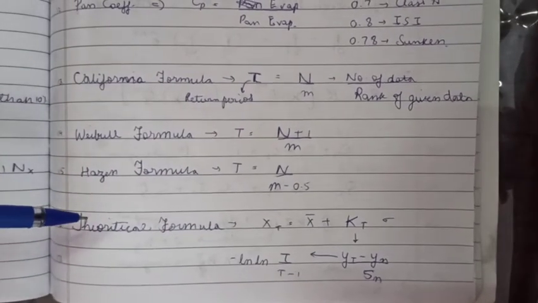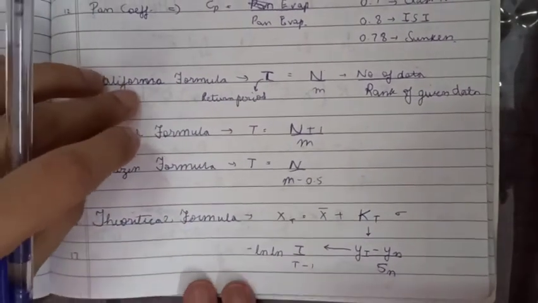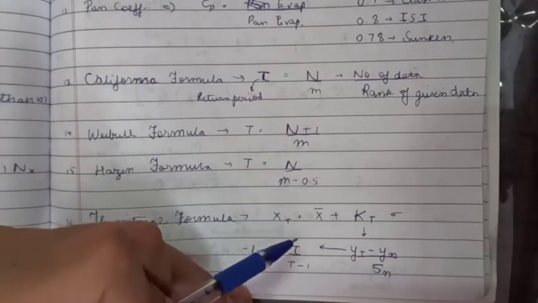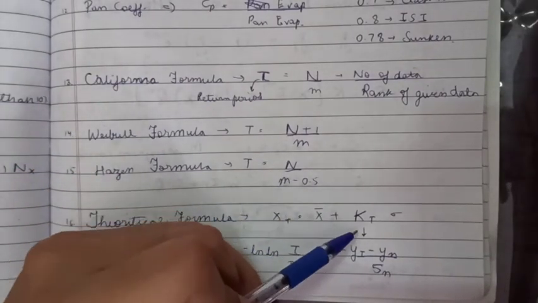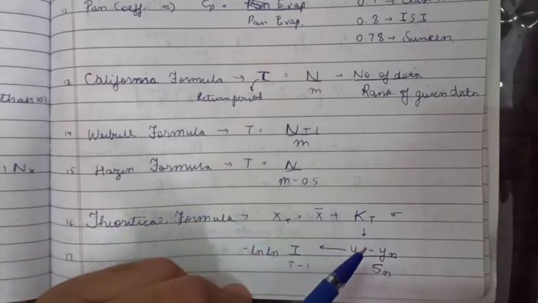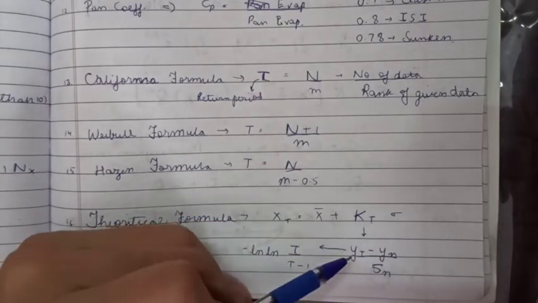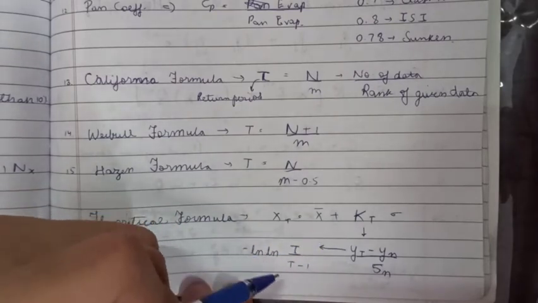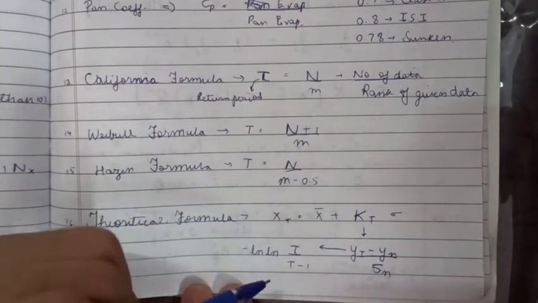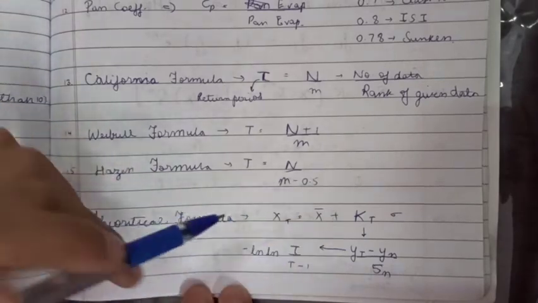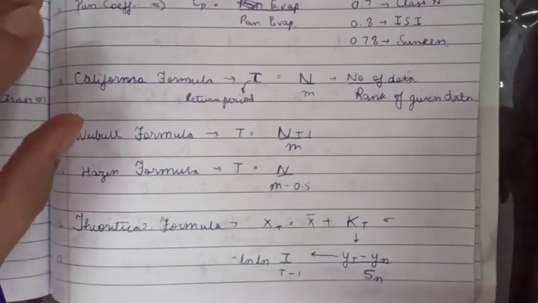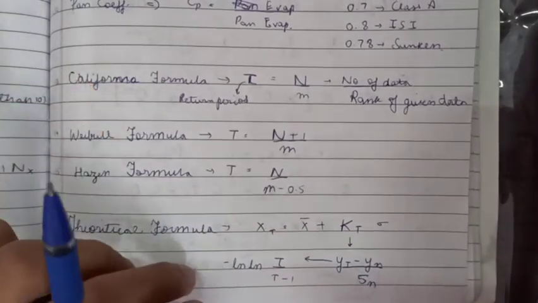The theoretical formula for finding out the return period is xt is equal to x bar plus kt into sigma, where kt is given as yt minus yn divided by Sn, where yt is given as minus log of t divided by t minus 1. These formulas are not so important for GATE, so one can only read it out.